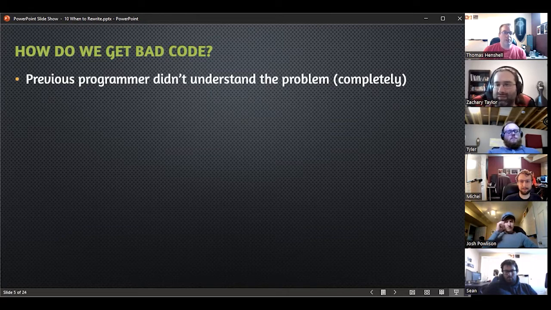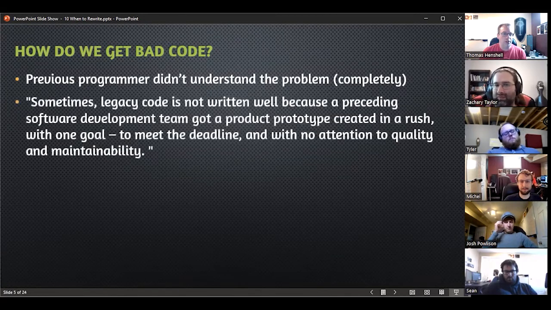So the second issue is, and this is a quote, sometimes legacy code is not written well because a preceding software development team got a product prototype created in a rush with one goal: to meet the deadline, with no attention to quality and maintainability.